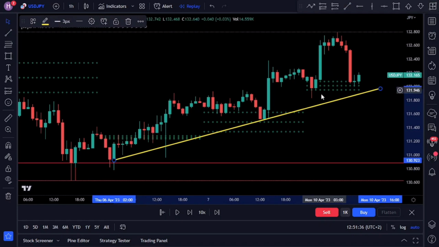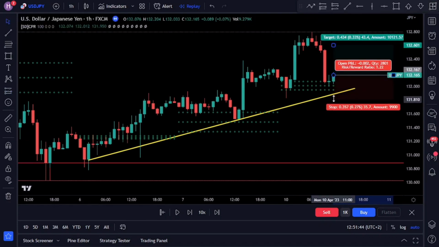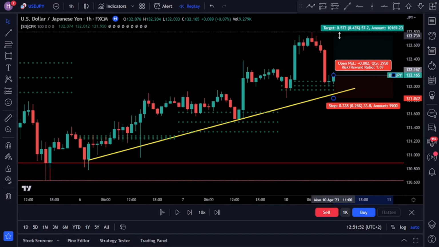Next, we are waiting for the breakout and retest of the CPR indicator for our entry. Remember to consider the width size before entering. After the retest of the zone, you can enter your buy trade with your stop loss below the swing low or outer band and aim for a minimum of 1 to 1.5 risk to reward.